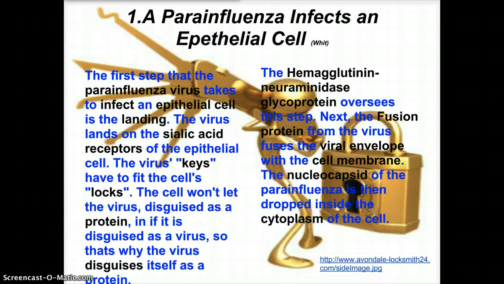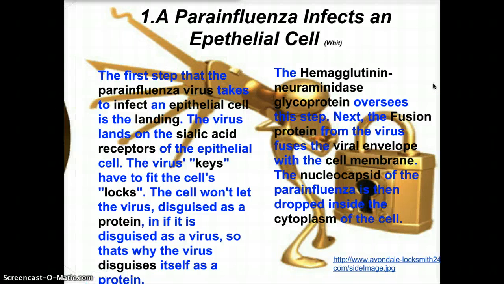The first step that parainfluenza takes is the landing. It lands on the sialic acid receptors, and the virus's keys have to fit on the cell's locks, and the virus disguises itself as a protein, so the cell will let it in. The HN protein oversees this step of the landing. The fusion protein then helps fuse the viral envelope with the cell membrane. Then the nucleocapsid is released into the cytoplasm.